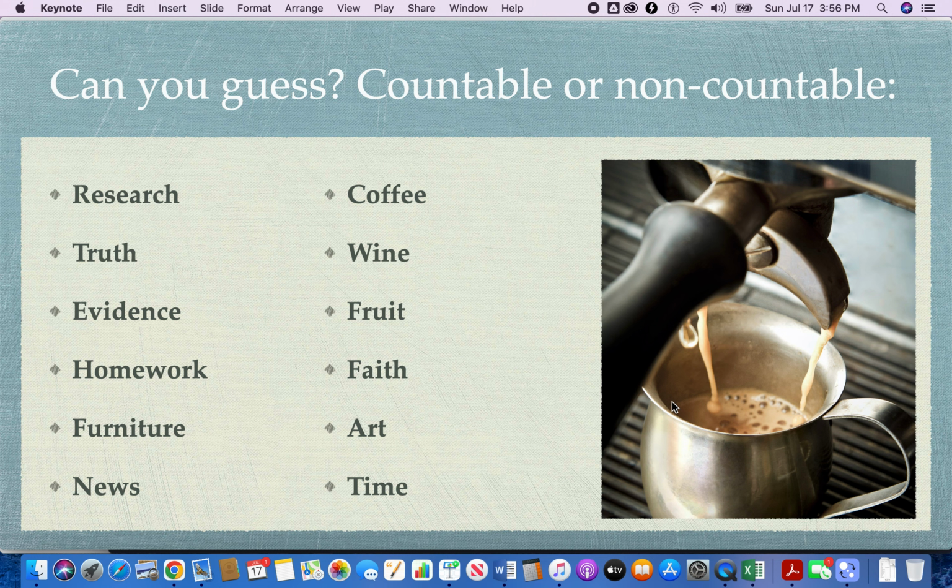truth, evidence, homework, furniture, news, coffee, wine, fruit, faith, art, time.